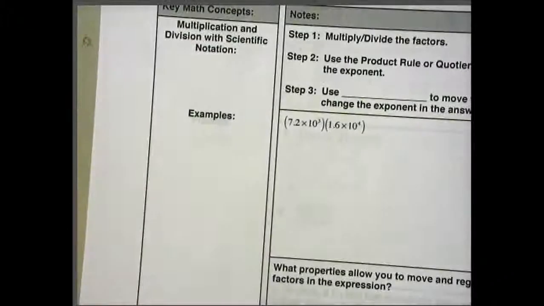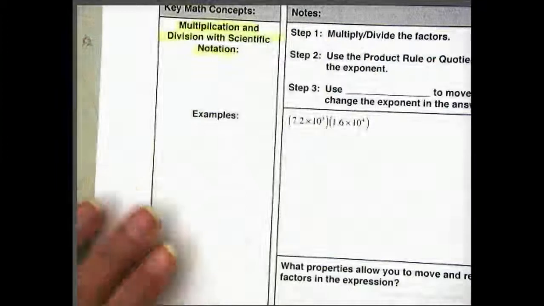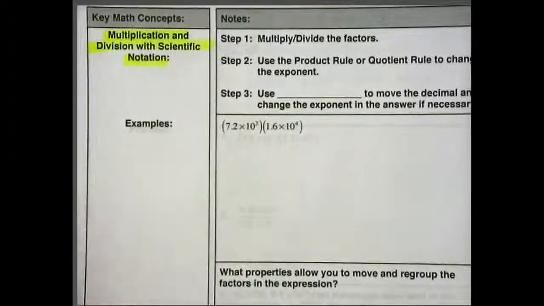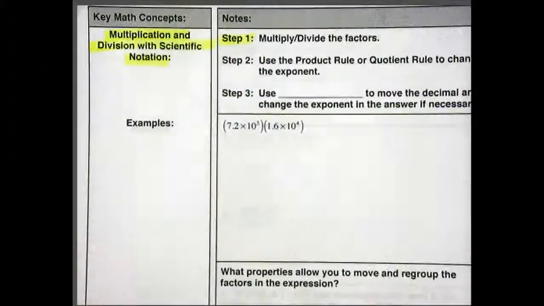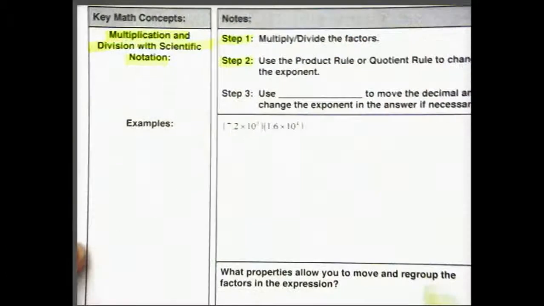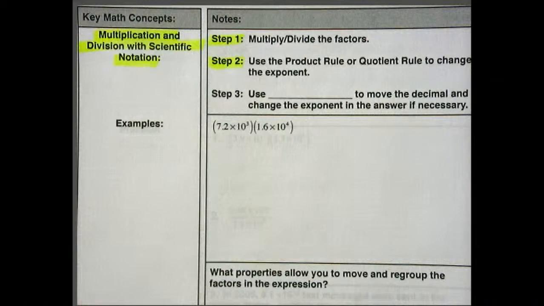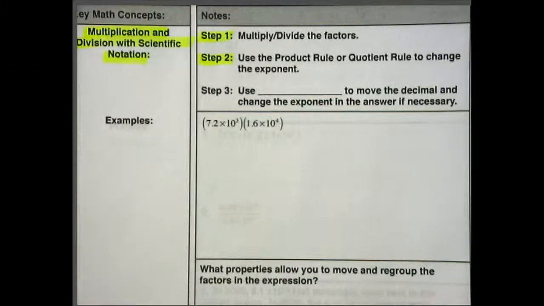On the next page, we're going to multiply or divide with scientific notation. For this, we have 3 steps. Step 1, we're going to multiply or divide the factors. Step 2, we're going to use the product rule or quotient rule to change the exponent. So remember, product, we add the exponents. Quotient, we subtract.